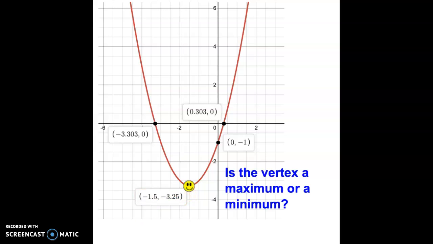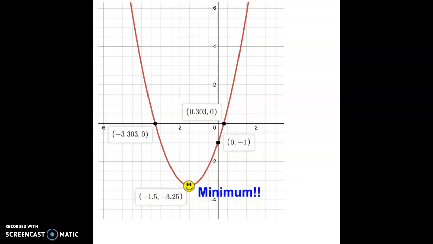And then my next question about that vertex, remember the vertex is this point right here, the one that I've highlighted in yellow and it's shown by the smiley face. Is the vertex a maximum or a minimum? That's the next question that should pause right now. Alright, hopefully you said minimum. The vertex here is a minimum. It is the lowest point on the parabola.